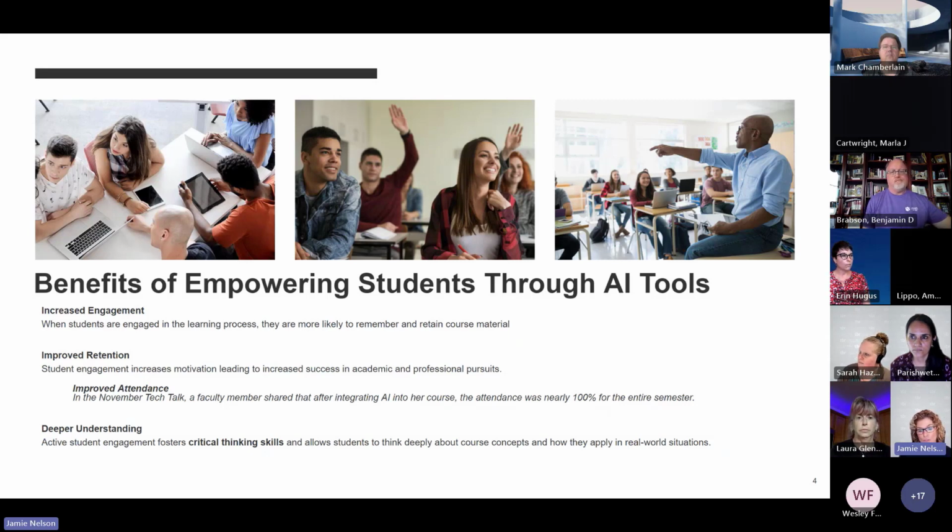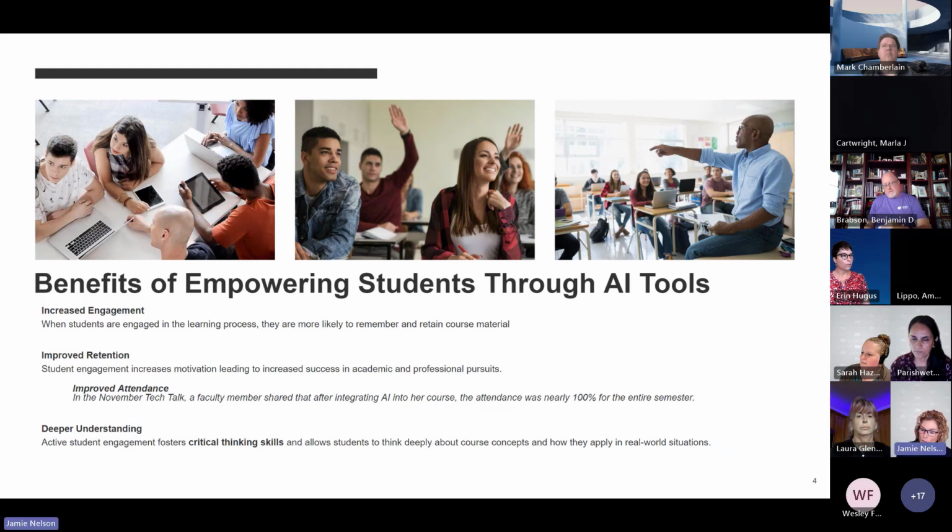And professional pursuits. So we want to think about also when our students leave our classroom. Are we preparing them with AI skill sets so that they can go interact with these tools that are being implemented on a daily basis in their career pursuits?